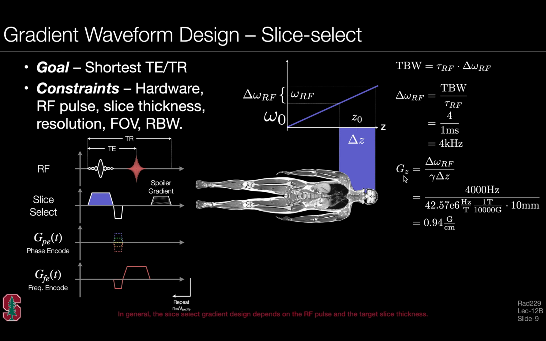We can then define the amplitude of the slice select gradient if we know the excitation bandwidth and the slice thickness of interest. And in this case, we choose a 10 millimeter slice thickness. And for this particular 4 kilohertz pulse, we use the constants for water and some scaling coefficients to determine that the amplitude of the slice select gradient would be about 0.94 Gauss per centimeter.